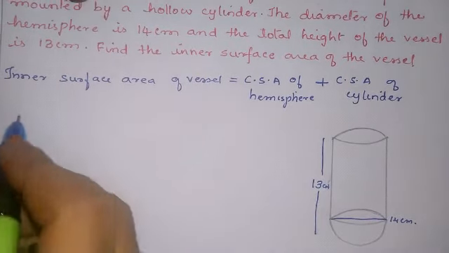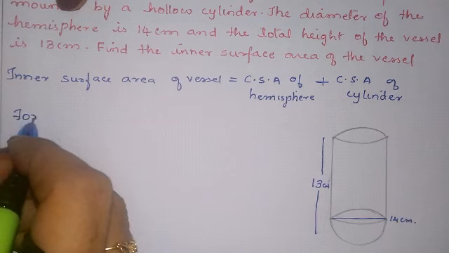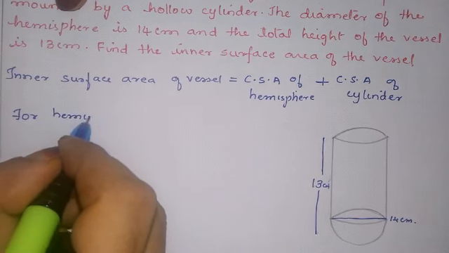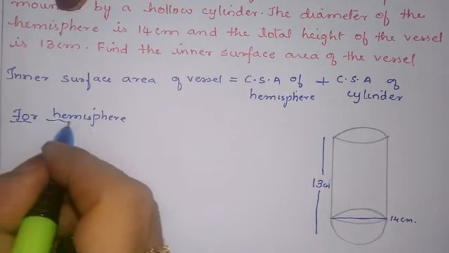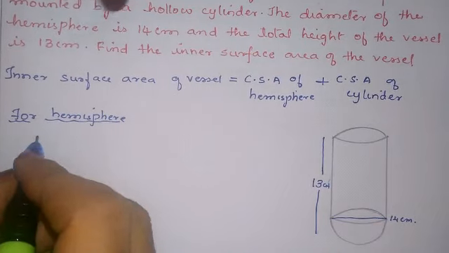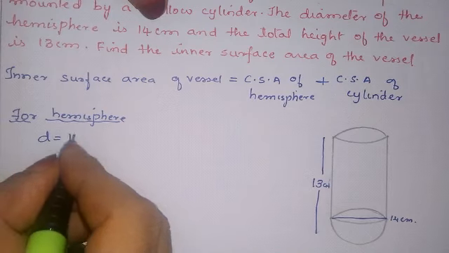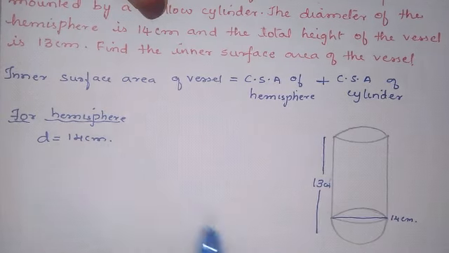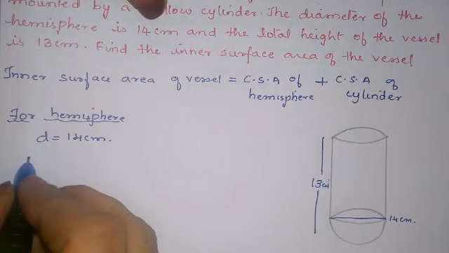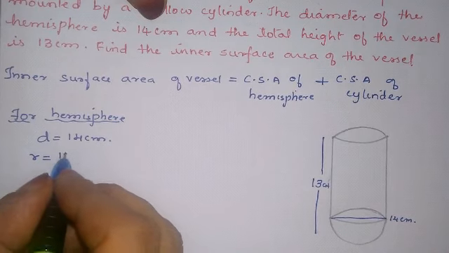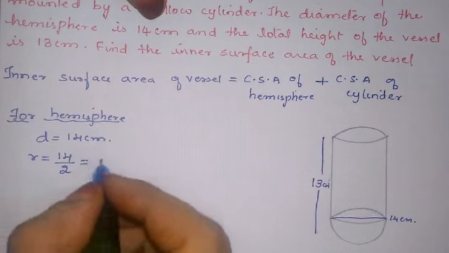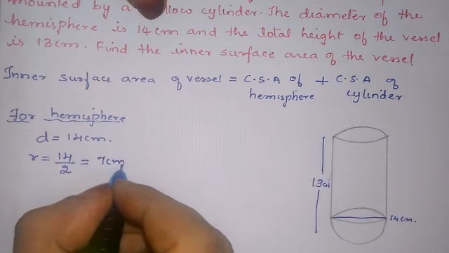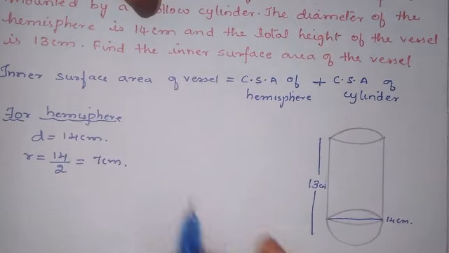Okay, let us see for hemisphere what is given. Diameter, it is given 14 centimeter, but in any problem we don't require diameter. So radius r is equals to 14 by 2. Half of the diameter is radius. That is 7 centimeter we got.